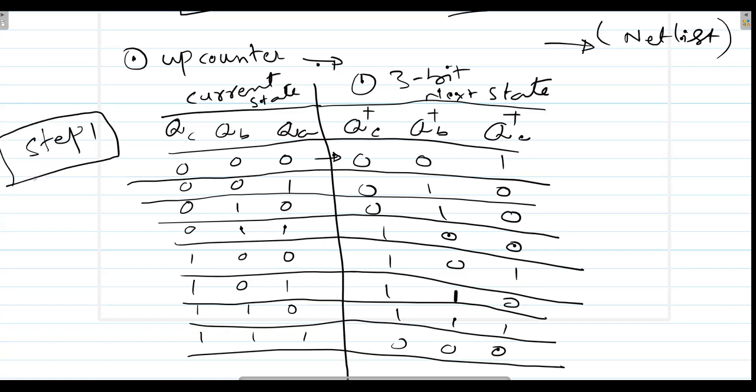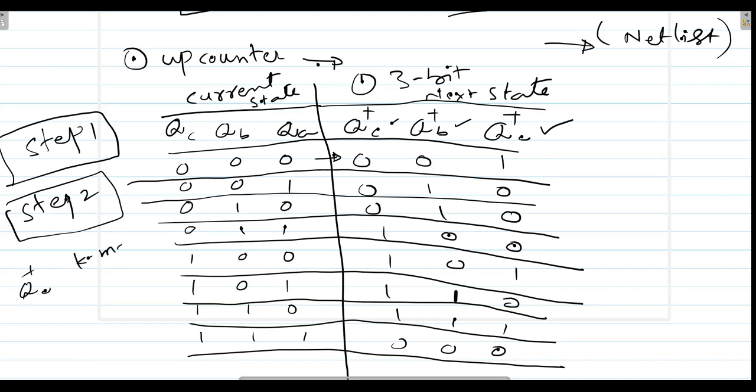Second step, what we have to do is step two. We have to obtain the K-map for each of these states, QA, QB, QC. So for QA plus, what is the K-map? Here, these are the flip-flops, so we use something called the excitation table. Which flip-flop do you want to use?